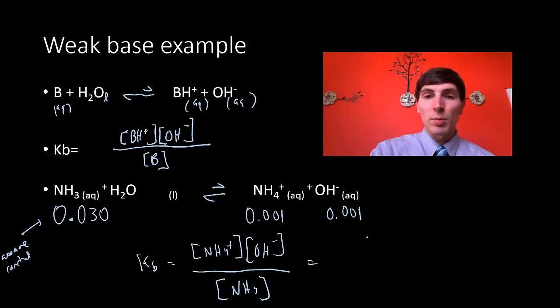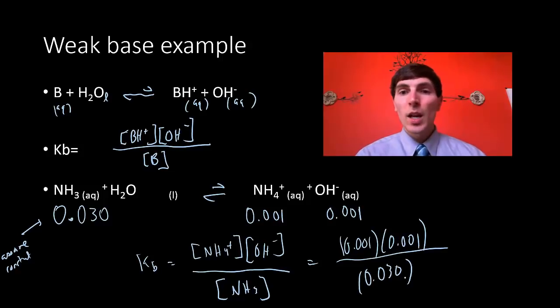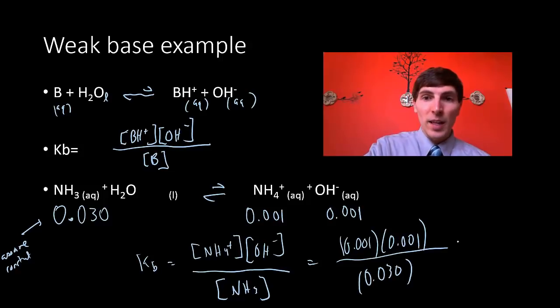And so I can just plug in my values. 0.001 times 0.001, all divided by 0.030. And so I punch that in my calculator, and I'm going to get a Kb value of 3.3 times 10 to the negative 5th.